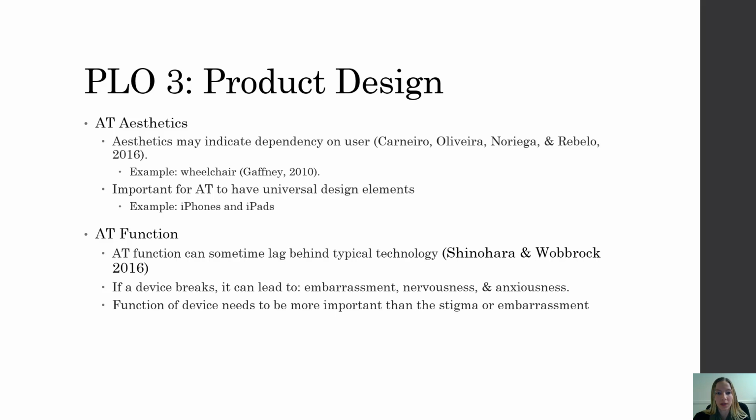AT function tends to be something that can create stigma as well. It tends to be a step behind typical technology. So for an example, cell phones have many different features and functions to them, but a Braille note, for an example, which is an AT device, is just catching up. If a device breaks while the user is using it, it can lead to feelings of embarrassment, nervousness, and anxiousness. The function of the device needs to be more important than the stigma or embarrassment that could be attached to it, or else the individual or student will not use it.